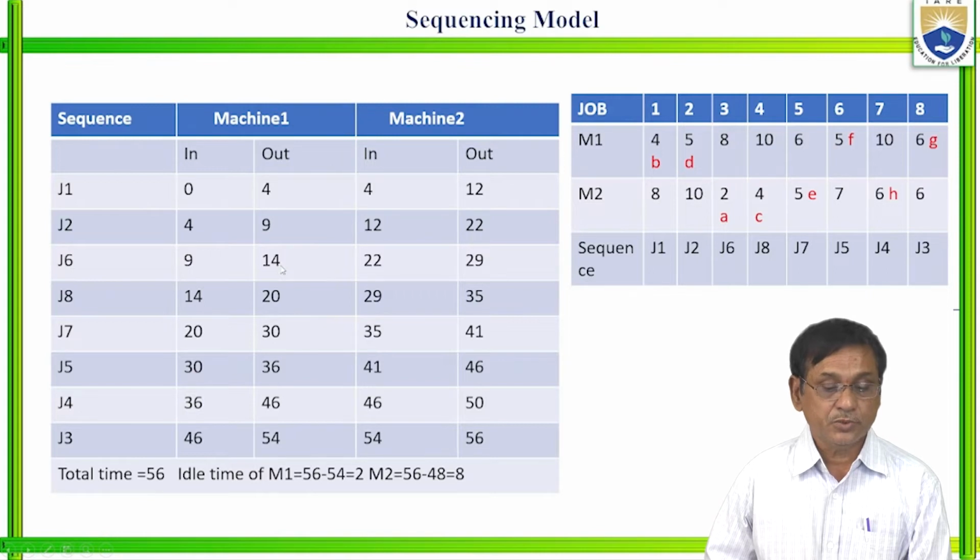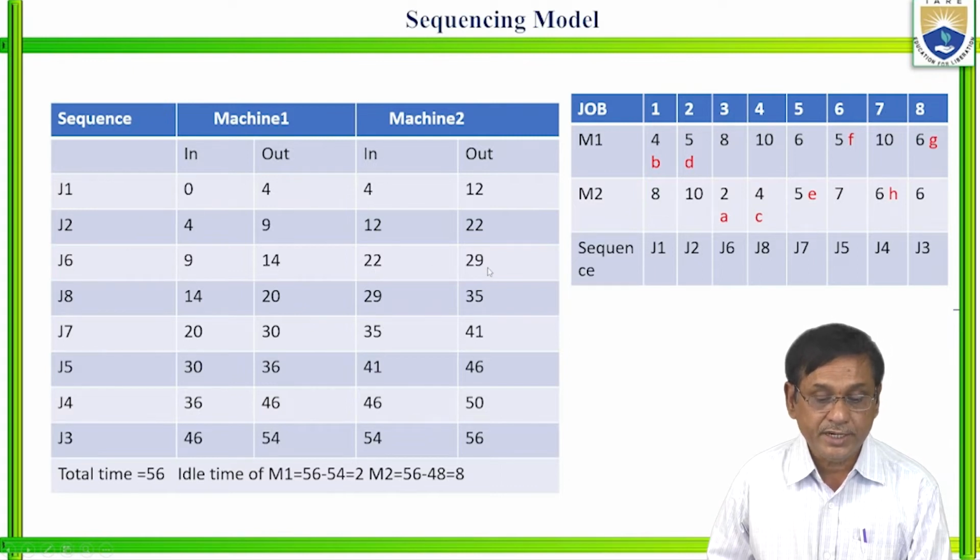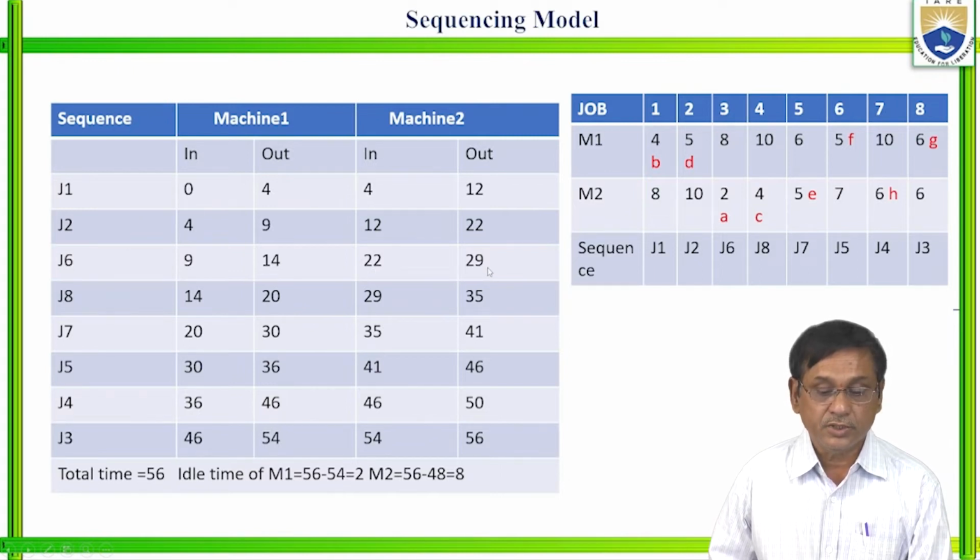hours because the processing time is 5 hours, so it will be finished by 14 hours. Then it goes to machine 2. At what time will it go? It will go after 22 hours only, because the second job is still processing on machine 2. So after 22 hours, job 6 goes to the second machine and is completed in 29 hours because the time required is 7 hours.